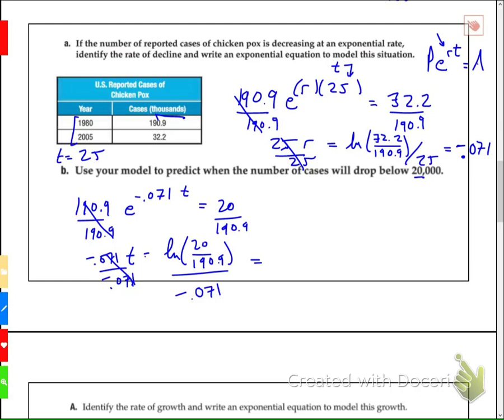Okay, so I'm starting to see a formula here that I could, if I really wanted to, memorize. The natural log of what I'm trying to get divided by what I started with, divided by the rate, will give me the time. Okay. It's actually the same algebra as finding the rate, since they were multiplied together originally. Okay, so 31.8 years. Okay, so that would be in 2011, sometime later in the year.